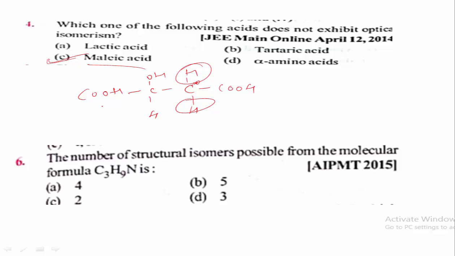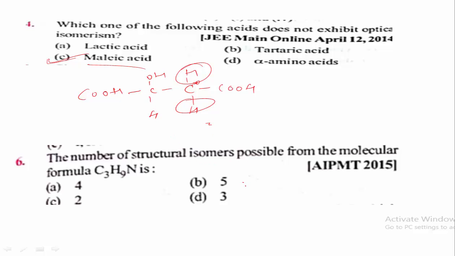Okay students, next question number 6. The number of structural isomers possible from the molecular formula C3H9N. Students, write the number of structural isomers containing the molecular formula C3H9N here one by one. You also try to write.